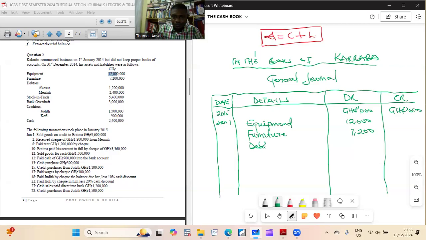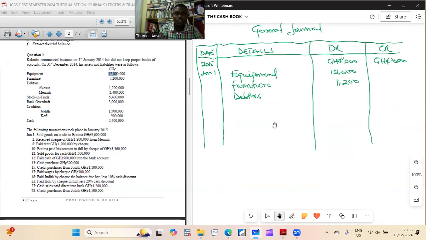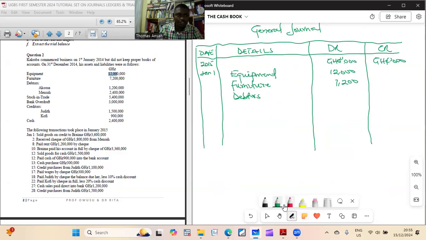Debtors. They are also part of the assets. So I told you guys to learn the examples of assets, right? So we have Akosia, which is 1,200, if I see clearly. Then we have Mensa, whose own is 2,400, right? Then we have stock in trade. What is that? These are goods, stock in trade.